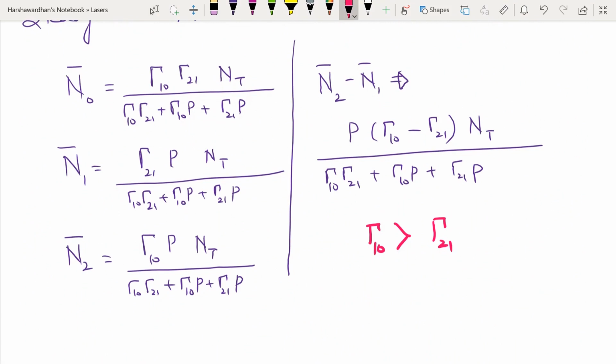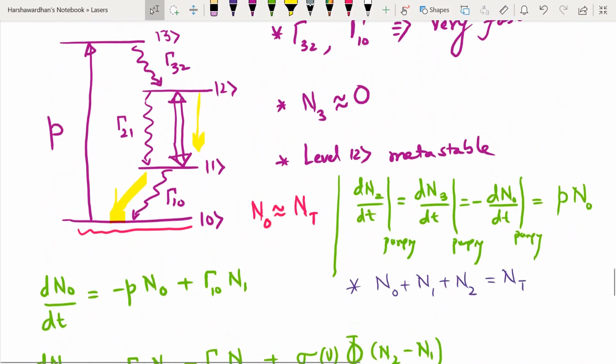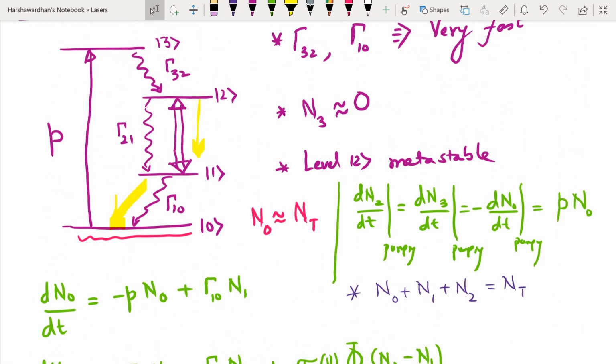if P is non-zero. So for gamma 10 larger than gamma 21, you see that this quantity is going to remain positive for P non-zero. Any pumping is sufficient to create this population inversion. If we choose gamma 10 to be much larger than either gamma 21 or even the pumping rate, this simply depends on the choice of transition and the mechanisms of decay that one can incorporate. It has to do with the very intrinsic properties of the active atom, the level scheme, and the surrounding of the atom that basically dictates this non-radiative decay in the ground states.